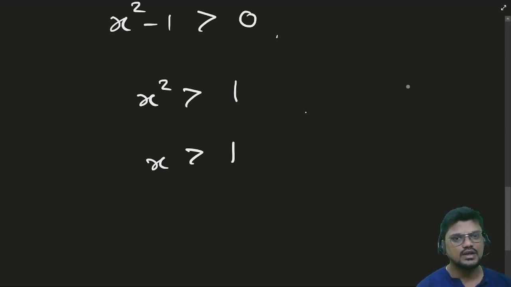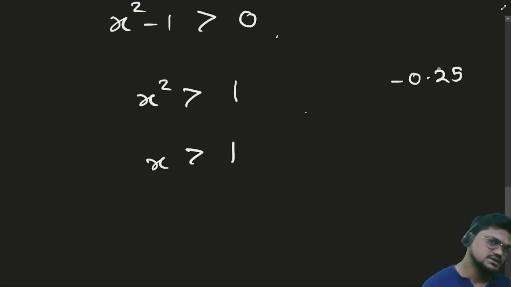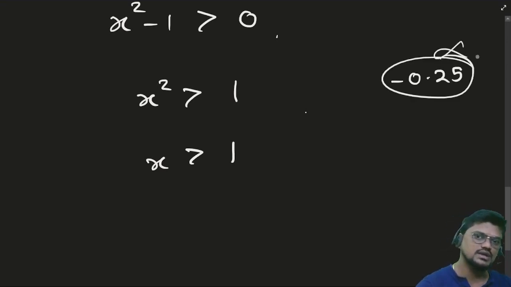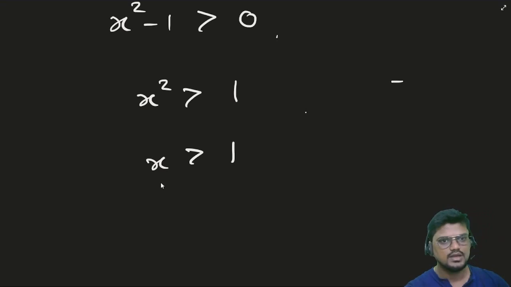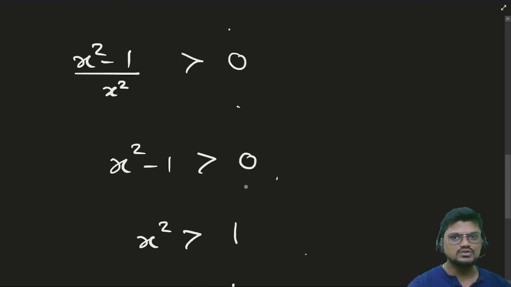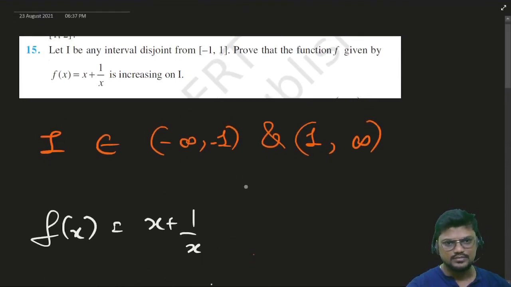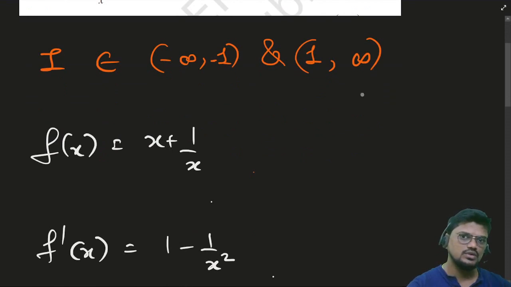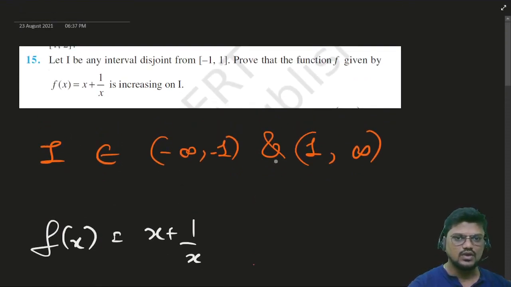Because if the number is greater than minus 1, it can be minus 0.25 also. This number is greater than minus 1, but the square of this is not greater than 1. Got it? So whenever x square is greater than 1, at that time x will be greater than 1, not plus or minus 1. It will be only plus 1. Right? So the values of x have to be greater than 1, so 1 to infinity. It will not lie between.